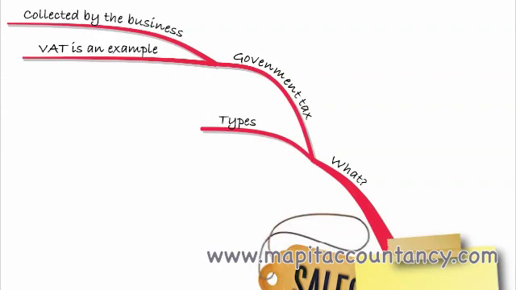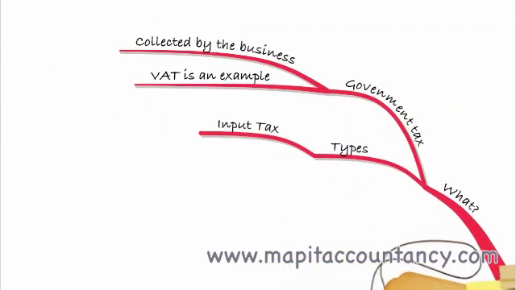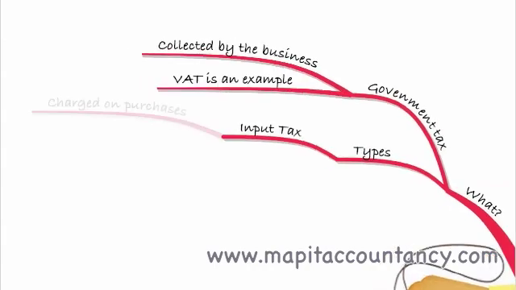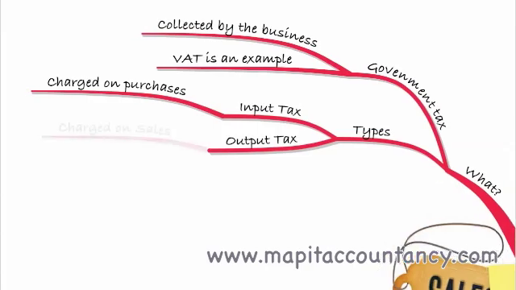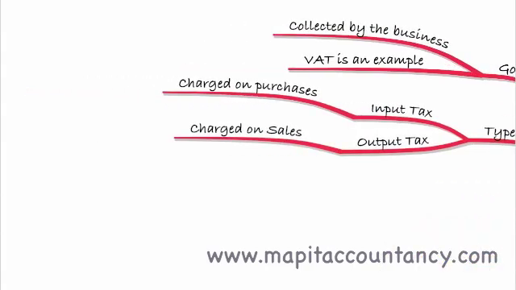So the different types will be input tax, and input tax is charged on your inputs, i.e. your purchases, and output tax is charged on sales. So for example, in the UK, VAT is charged both on your inputs and your outputs. So VAT's charged on your purchases and VAT is charged on your sales.